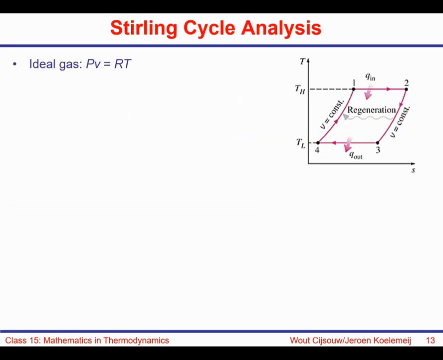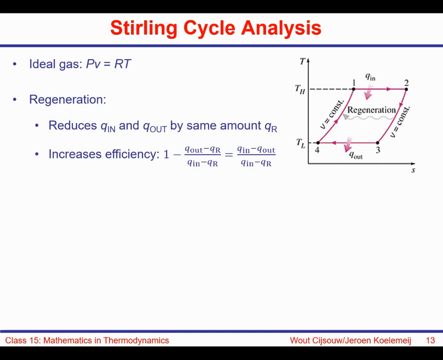And well, let's take a closer look at how to analyze a Stirling cycle, and also what the effect is of the regenerator. When we analyze a Stirling cycle, the simplest thing we can do is assume that it's an ideal gas that we're dealing with. This regeneration, like we just saw, reduces the heat that goes in, and it also reduces the heat that goes out by the same amount, QR.